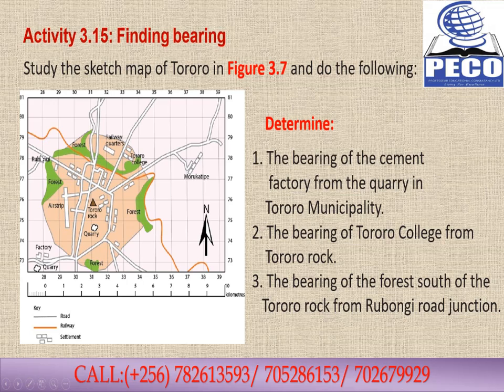So get a ruler, join these 2 points using a straight line. Then at the forest we draw a compass. At Rubongi Junction we draw a compass rose. Then from the north we measure until we come to the line moving to the forest. So I want you to try this out in your books and find the bearings of those features.